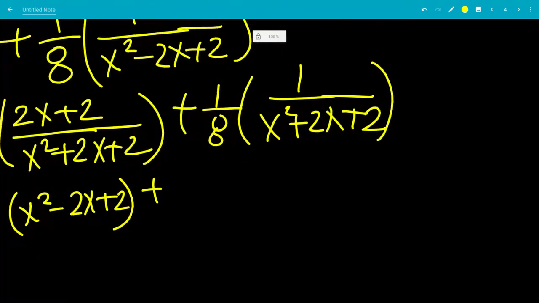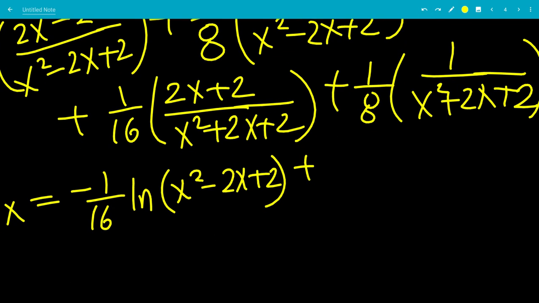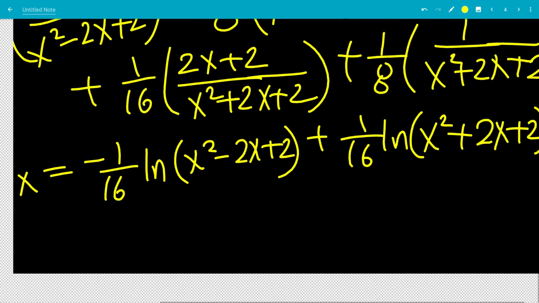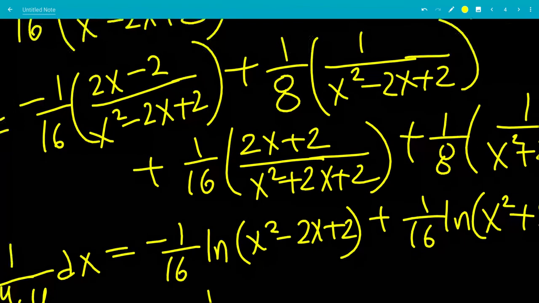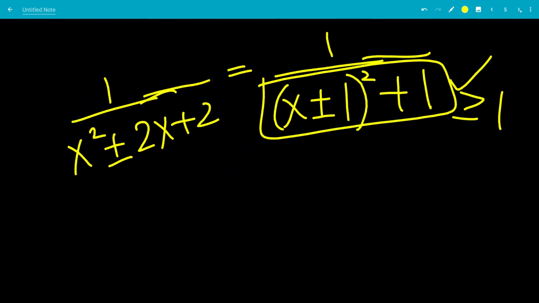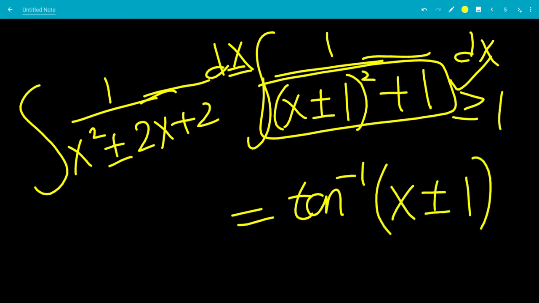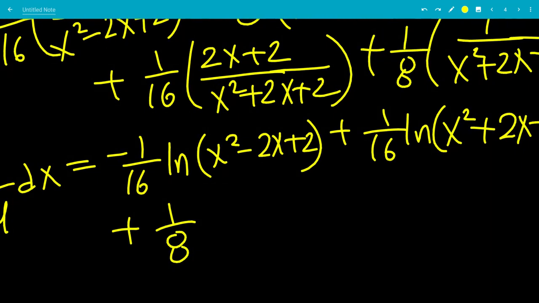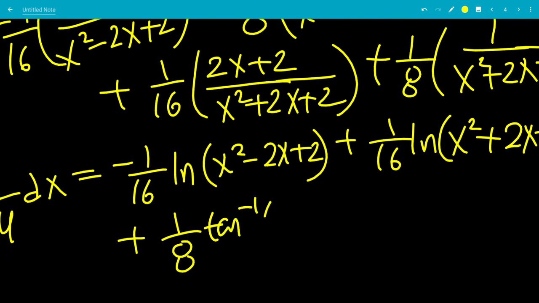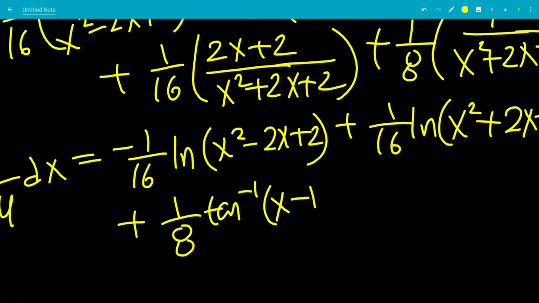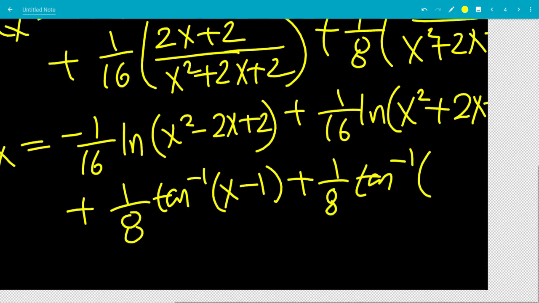Then on the last one, we have a similar story. We have 1 over 16 ln of x squared plus 2x plus 2. And then we're going to have 1/8. Okay, so let's look at this again. So this will be x plus or minus 1 squared plus 1. Now if we integrate this, okay, we can do a simple u substitution, and du equals dx. So we're just going to have inverse tangent of u, which is x plus or minus 1, and obviously plus c at the end. So this will be 1/8. Okay, so we're going to have inverse tangent of the first one is x minus 1, and the second one we have inverse tangent of x plus 1.